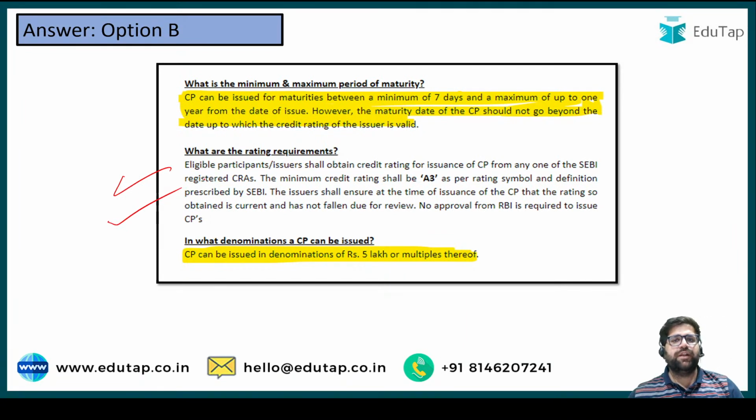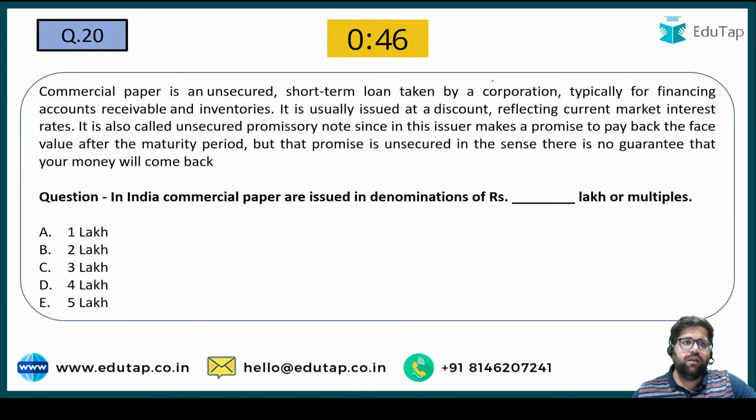If you go in this particular domain, then you will also see the next question in this particular series will be who can issue different commercial papers. So again, a very holistic coverage has been done on each and every part, as simple as that. Question number 20. In India, commercial paper are issued in a denomination of 5 lakh or multiple. So again, I would say this is a very easy question.